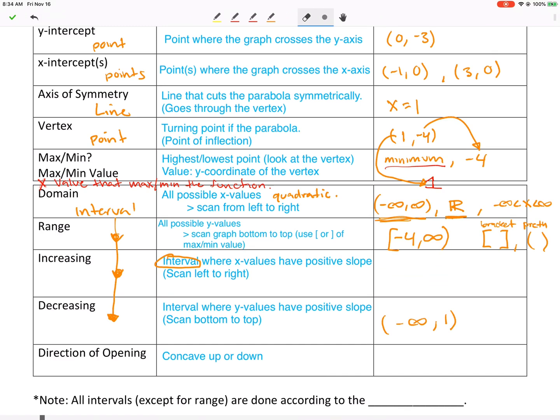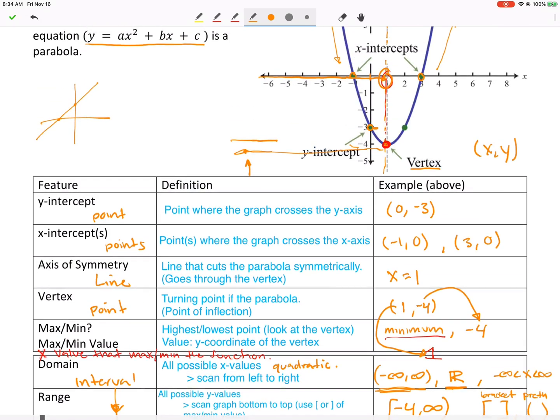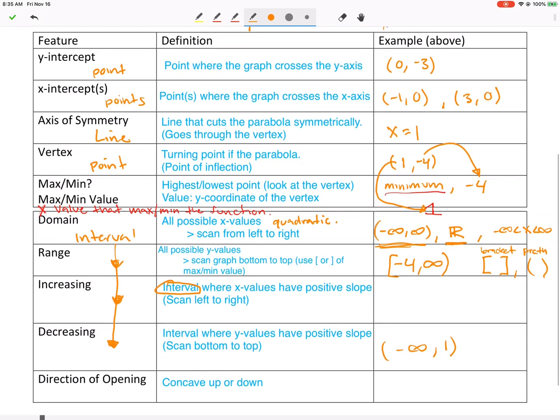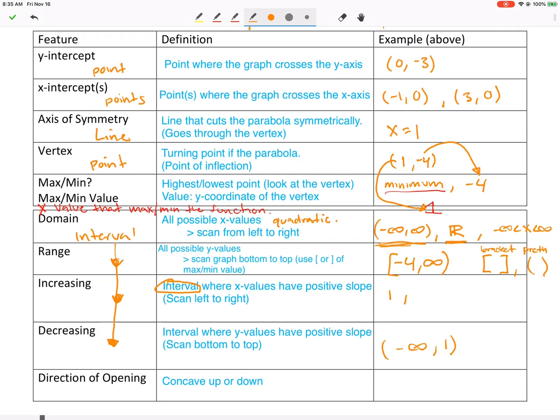Okay, and then we go from that same point from our vertex, which is our x value of 1, and we continue going right. And as we go right, the slope is positive and y is increasing. So it's increasing from 1 to infinity.